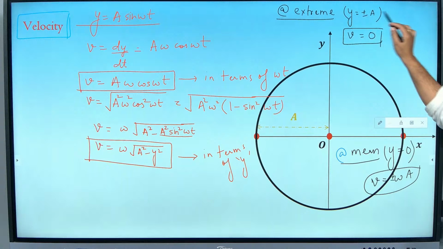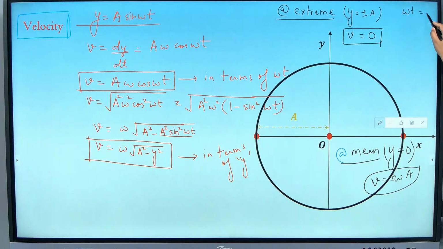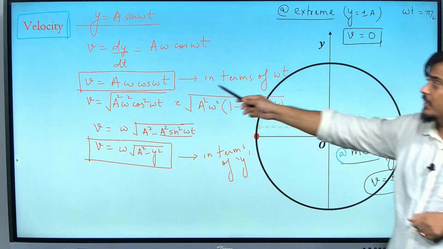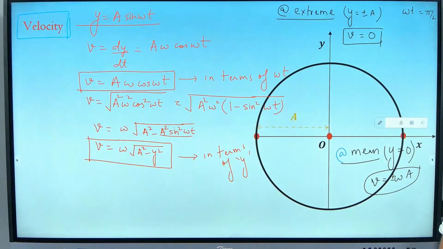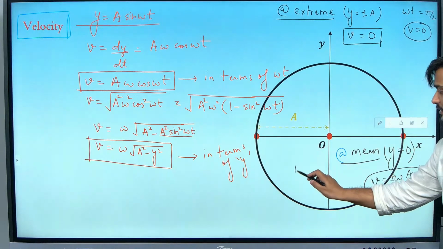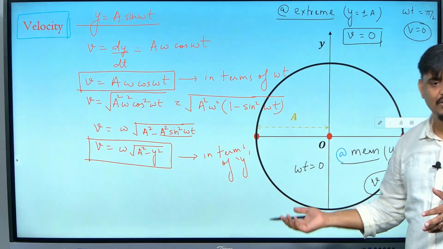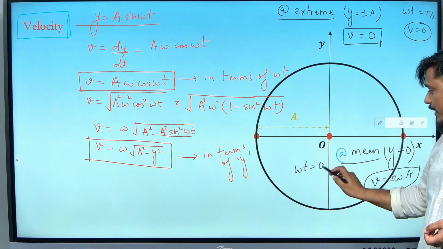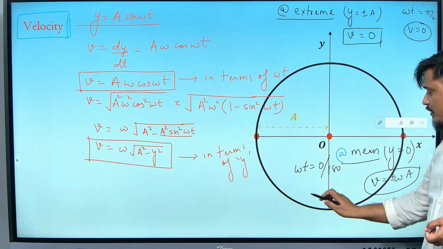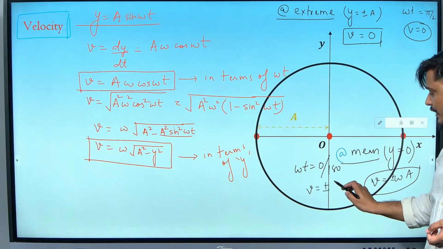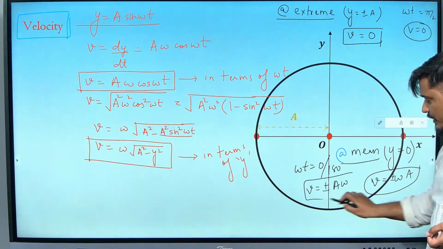Because at extreme, what is the value of omega t? Pi by 2 or 3 pi by 2. So pi by 2, put here cos pi by 2. What is cos pi by 2? Cos 90 is 0. So what will be velocity? 0. At mean position, what is the value of omega t? Omega t is 0 or 180, so cos is plus 1 or minus 1. You will get velocity as plus or minus a omega, or omega a, whatever you want to write.